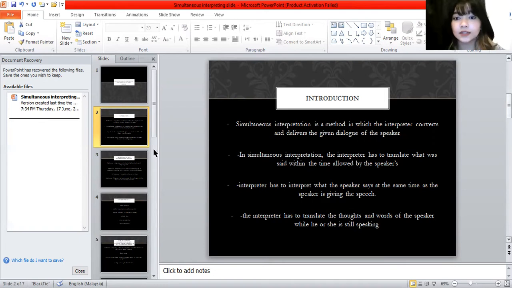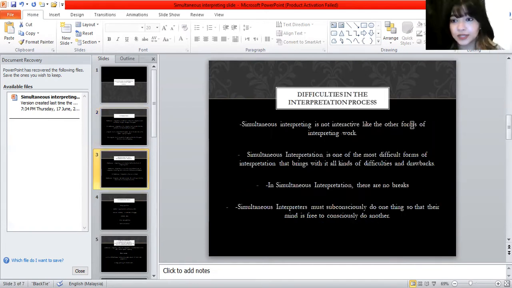Okay, next are the difficulties in the interpretation process. The first one: simultaneous interpreting is not interactive like the other forms of interpreting. So simultaneous is totally different from the other forms, and it's kind of difficult if you don't have a lot of experience or practice, and it's not easy to handle. Simultaneous interpretation is one of the most difficult forms of interpretation, which brings all kinds of difficulties and drawbacks that I mentioned just now.